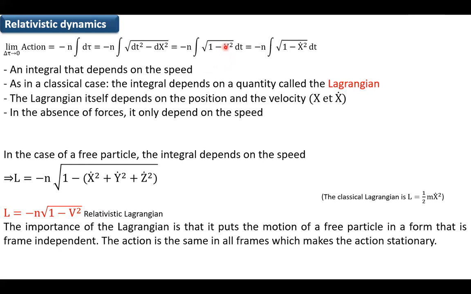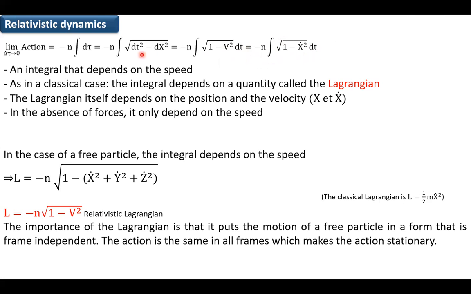So instead of v, we will use x dot, which is the derivative of x with respect to time, which is the velocity. The velocity is the derivative of the position with respect to time. So it's the derivative of x, so it's x dot. So instead of v squared, we will use x dot squared. So our action is minus n integral the radical of 1 minus x dot squared dt.